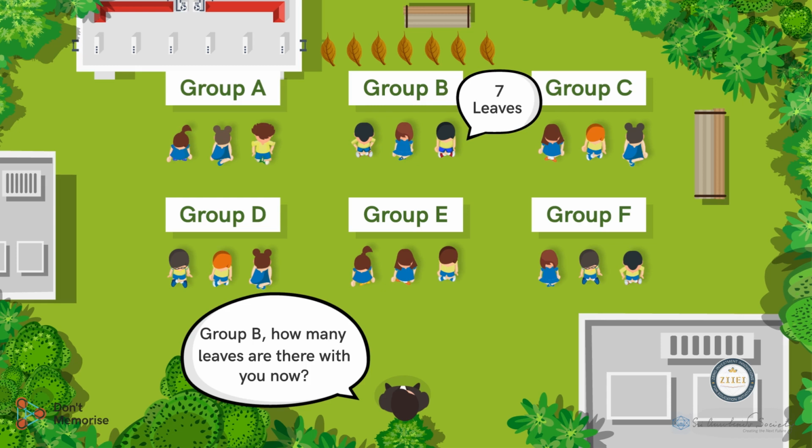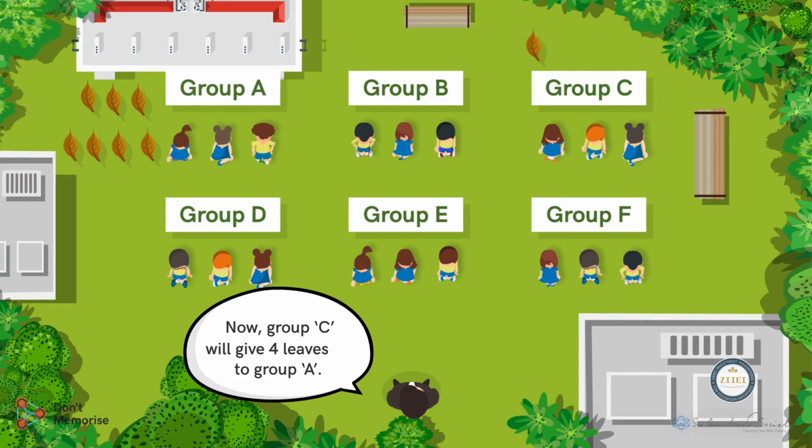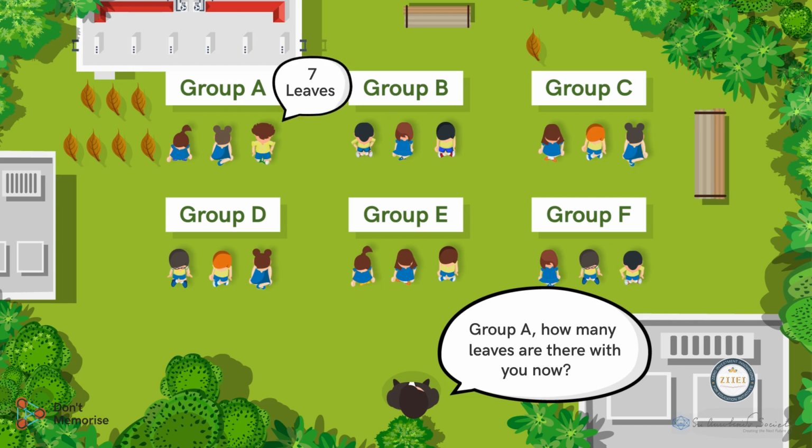Now, when the students take into consideration the responses of other students, the value of acceptance will develop among the students. Now, ask Group C to give 4 leaves to Group A. Follow this by asking Group A, how many leaves are there with you now? The possible response will be 7 leaves.